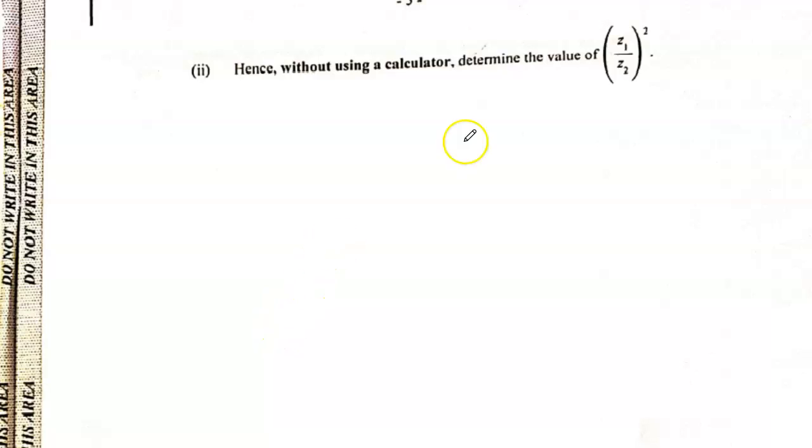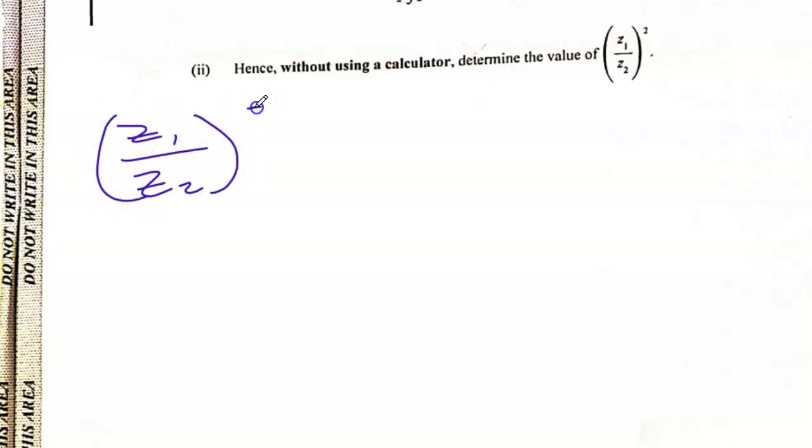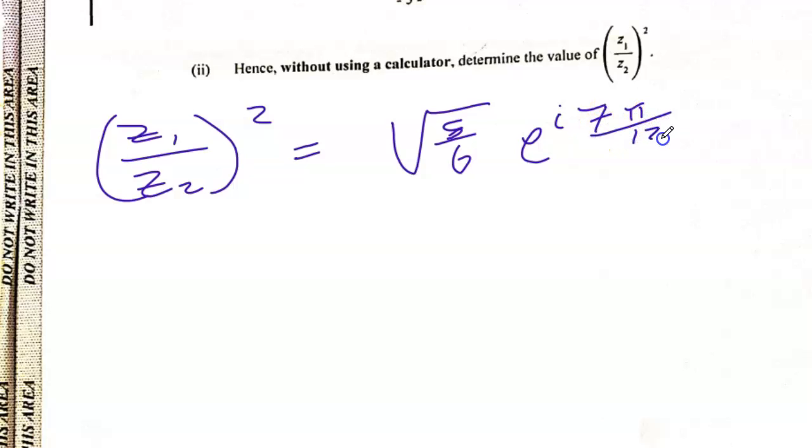Part 2 of 1a, without using a calculator, determine the value of (Z1 over Z2) all squared. Alright, so let's remind ourselves what Z1 over Z2 was. Z1 over Z2 was root 5 over 6, e to the i, 7 pi over 12. And we are squaring that.